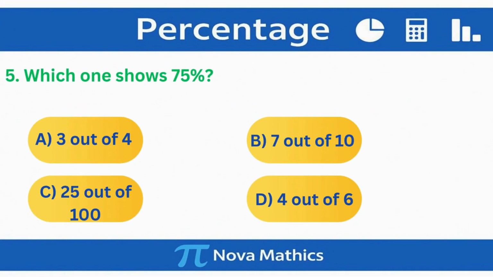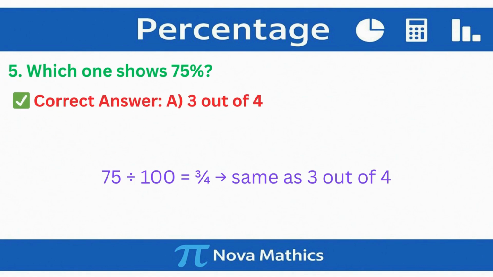5. Which one shows 75%? Correct answer is 3 out of 4 parts. 75% is like 3 out of 4. Almost all.